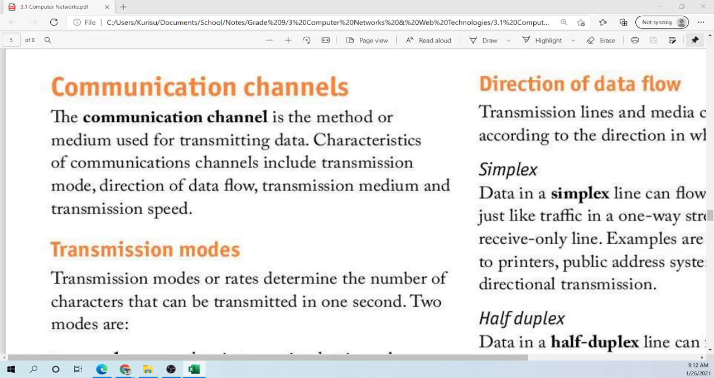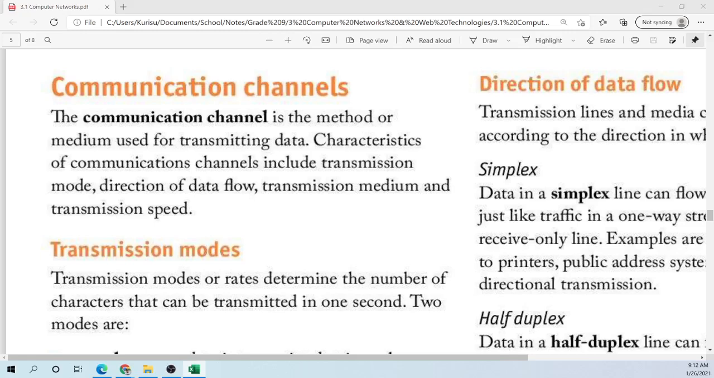The communication channel is the method or medium for use of transmitting data. Characteristics of a communications channel include transmission mode, direction of data flow, transmission media, and transmission speed.